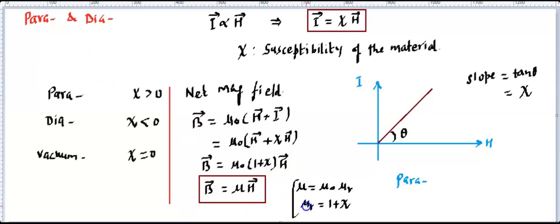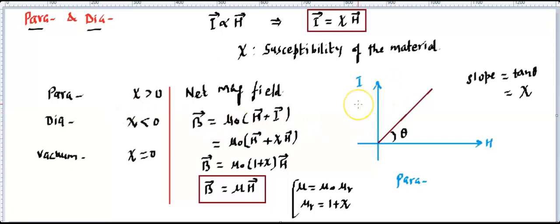And mu r indicates the relative permeability, and zeta is the magnetic susceptibility. From here we can say for paramagnetic materials, mu r is more than 1 because zeta is positive. For diamagnetic materials, mu r is less than 1 because zeta is negative. And for vacuum, mu r is 1, so for vacuum it becomes mu naught. You can connect all these three cases that I have listed over here. This slide talks entirely about paramagnetic as well as diamagnetic materials. The basic difference is the sign, and this graph is also important.